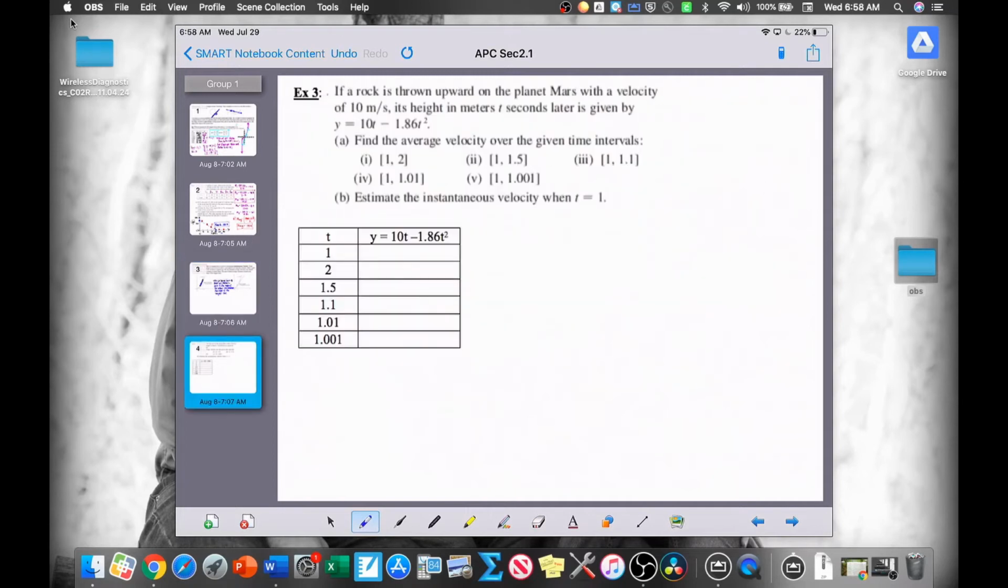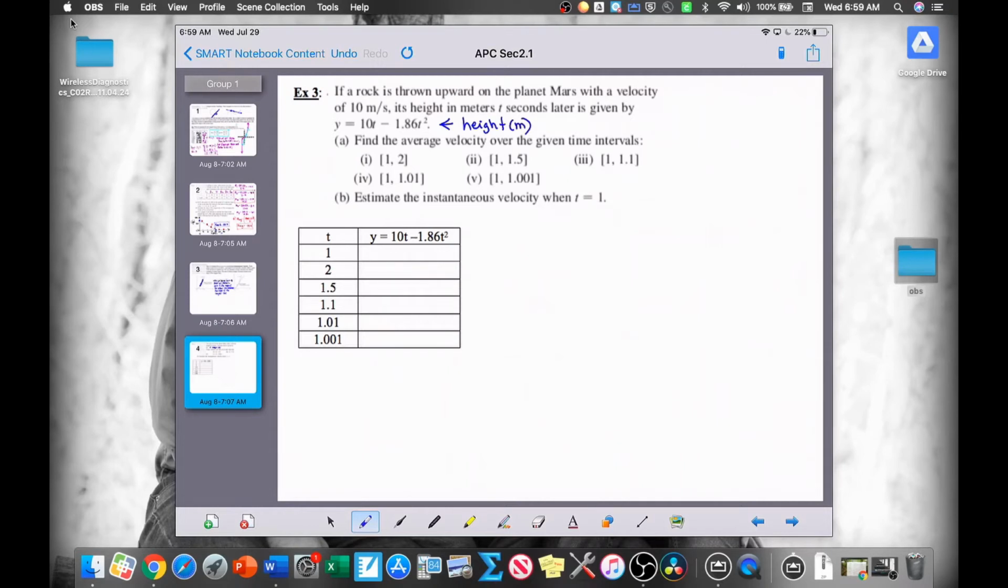So we're going to use this idea in our last example here. It says, if a rock is thrown upward on the planet Mars with a velocity of 10 meters per second, its height in meters t seconds later is given by y equals 10t minus 1.86t squared. Okay, so that function right here, this y equals, this gives us the height in meters of our rock.